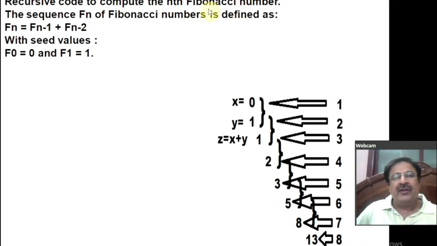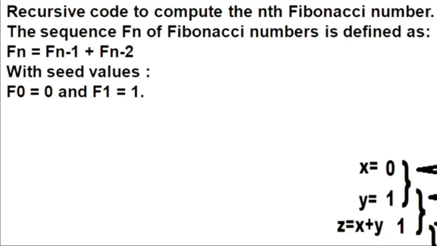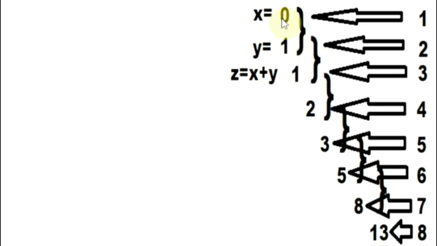Now this is to find the nth Fibonacci number. Let us recall what the Fibonacci numbers are. In Fibonacci numbers, two values are fixed, 0 and 1. You add the two values, 0 and 1 is 1, you keep it down here. Then add the last two values, 1 and 1 is 2, keep it over here.